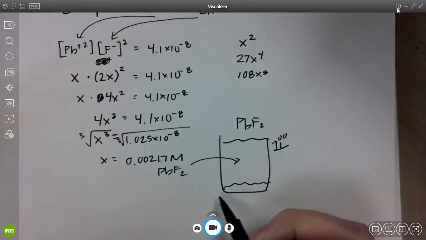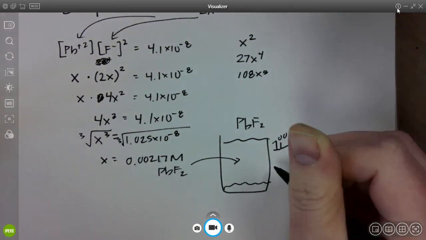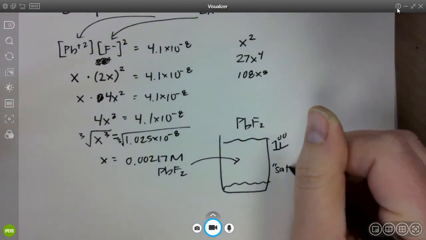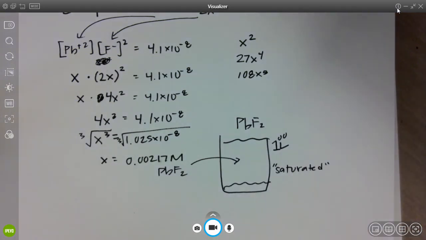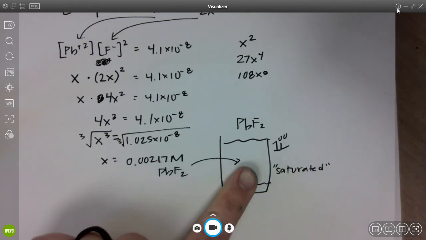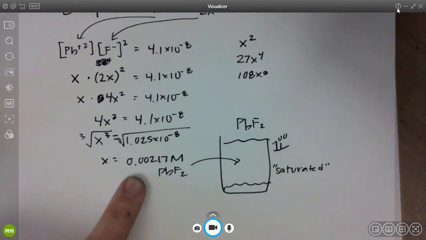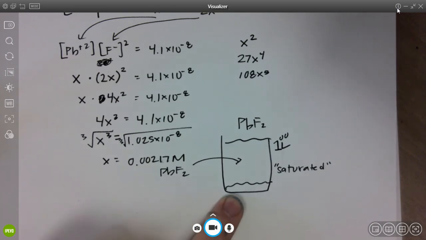So as long as I still have solid at the bottom and we have what we call a saturated solution, which you may remember from your general chemistry class, it means that I have as much of this dissolved as possible. So my PbF2 here is going to be 0.00217 molar as long as there's some solid left that can dissolve. It will saturate that solution and be like that, okay?